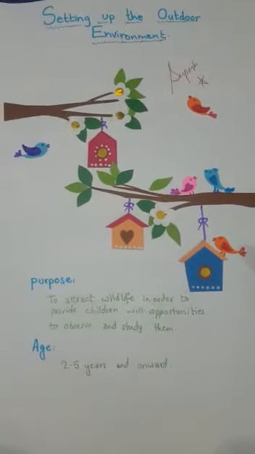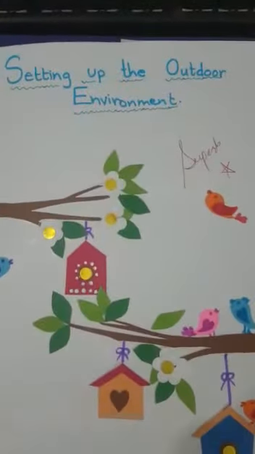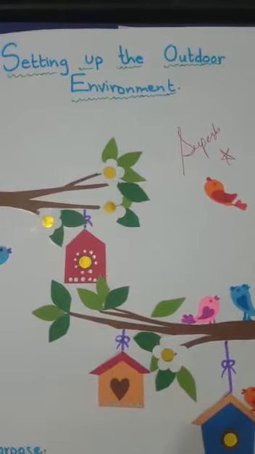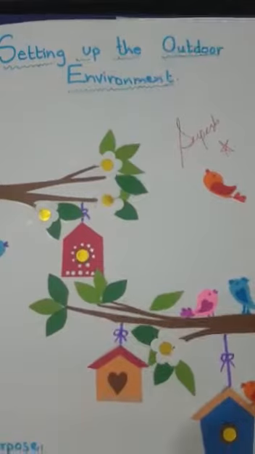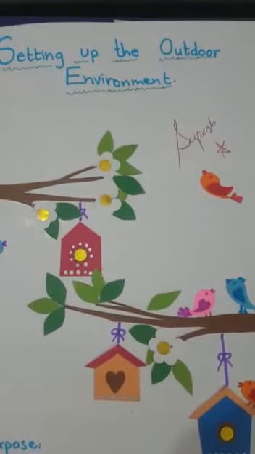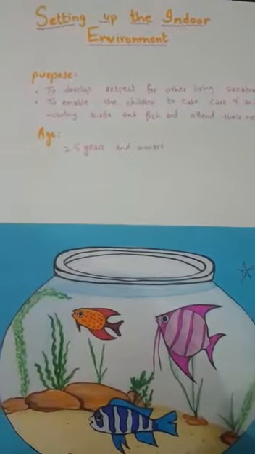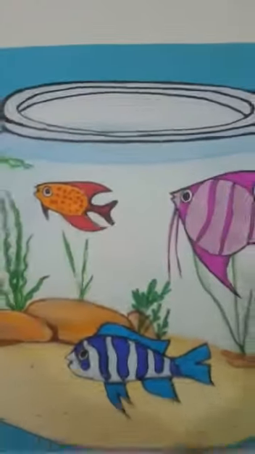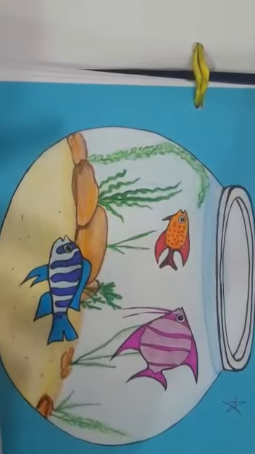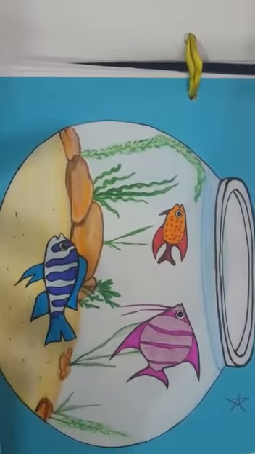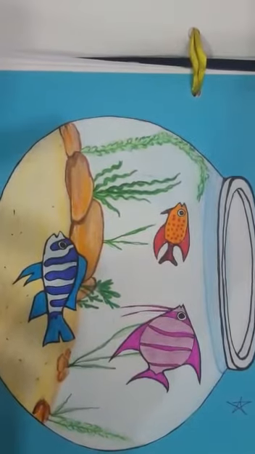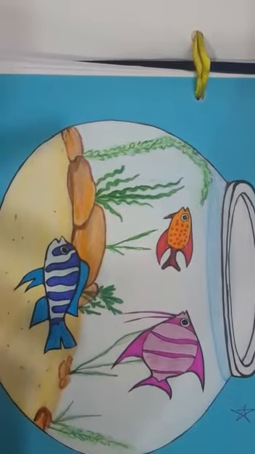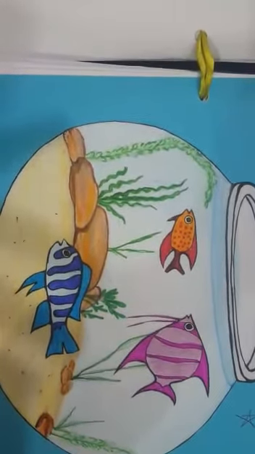Setting up the outdoor environment: to attract wildlife in order to provide children with opportunities to observe and study them. Setting up the indoor environment: to develop respect for other living creatures, to enable the children to take care of animals including birds, fish, and attend their needs.